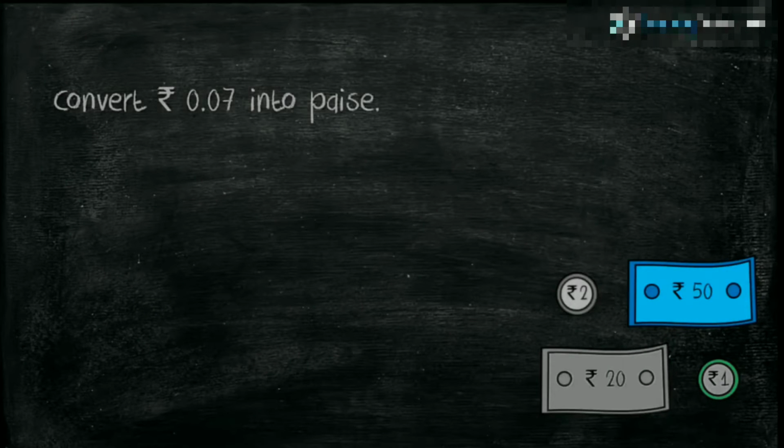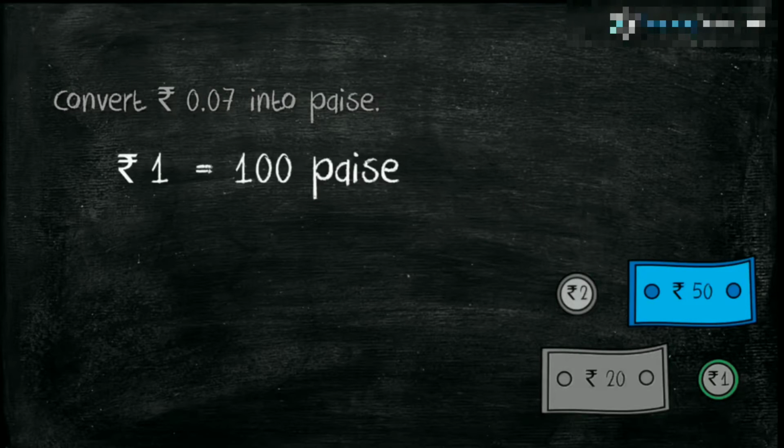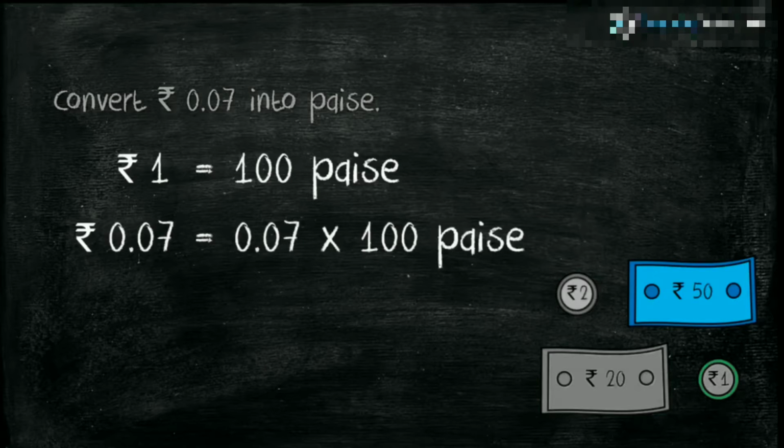Next question is convert rupees 0.07 into paise. So students, to convert rupees into paise, we will multiply by 100. So 0.07 rupees equals 0.07 into 100 paise, which equals 7 paise. So students, this is how we convert rupees into paise.